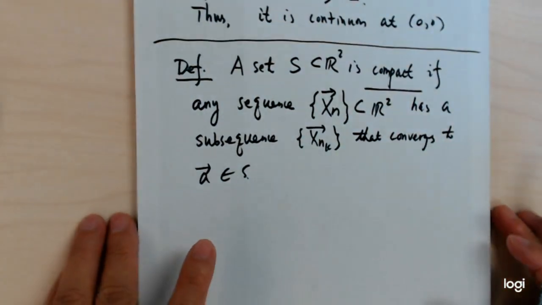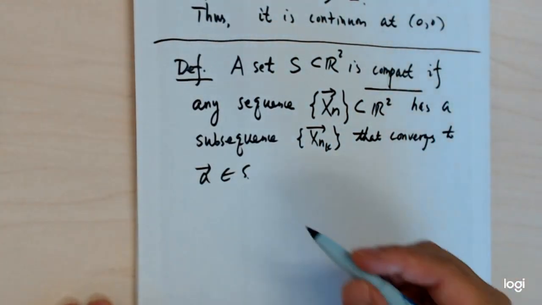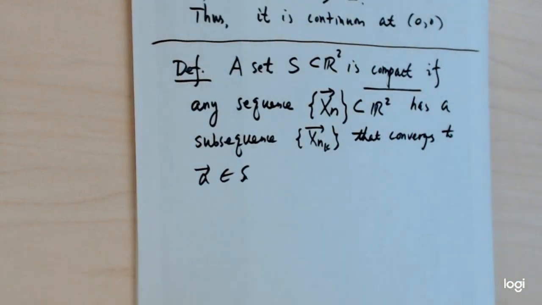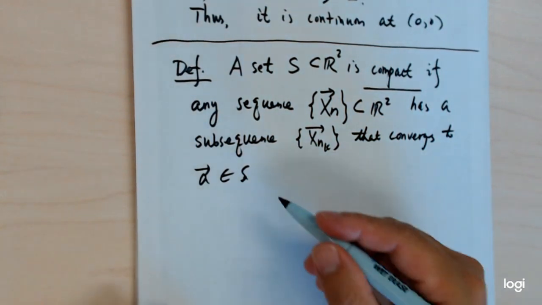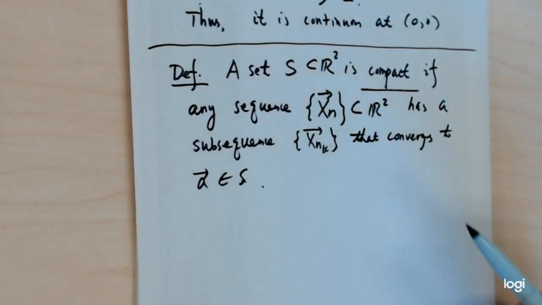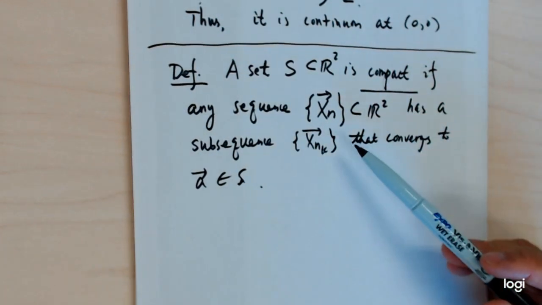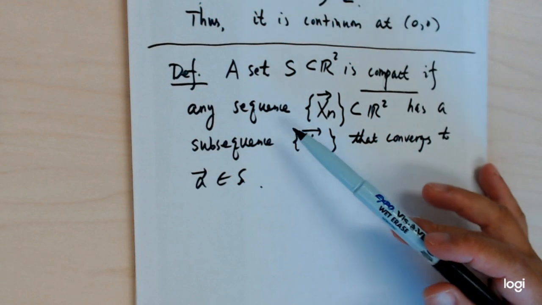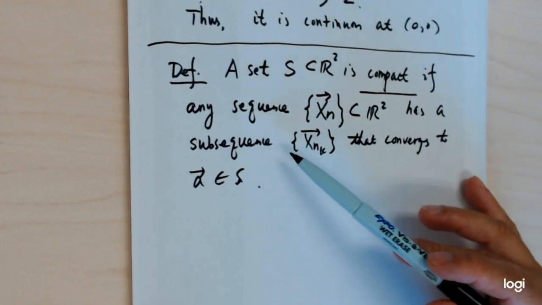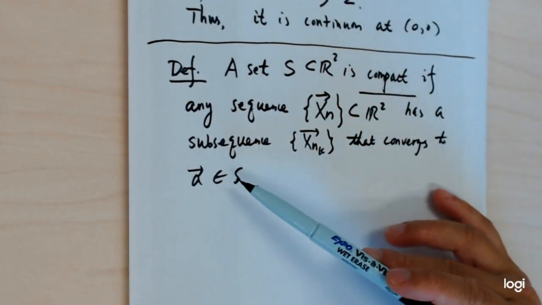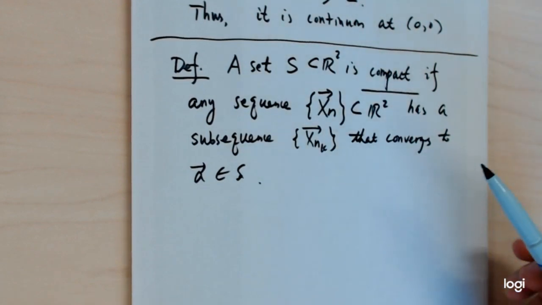So this is the general definition of compact set, and you will hear the meaning of compact set over and over again in a higher level analysis course, but this is the first time you hear it in this course. Compact set, that's the general definition of compact set. Any sequence has a subsequence that converges to a point from that set. Okay, that's the key here.